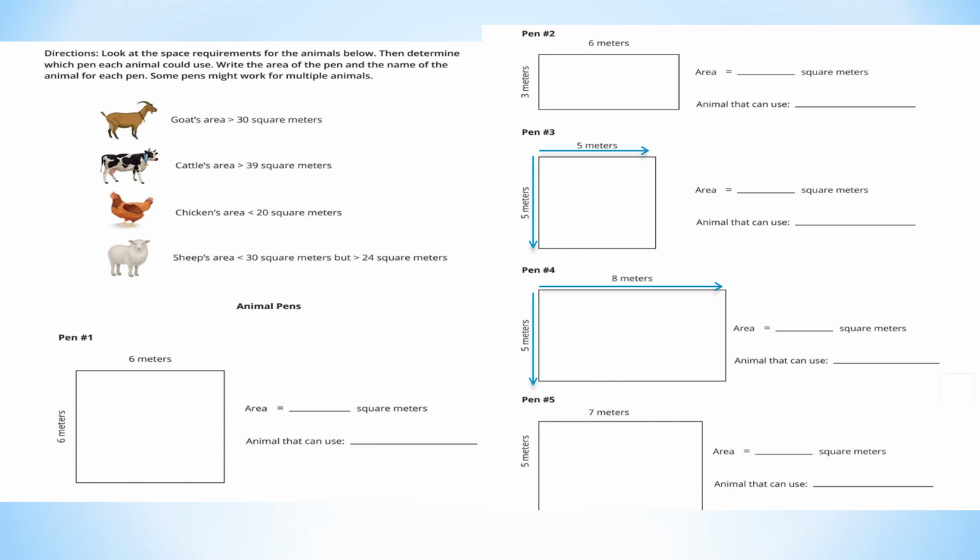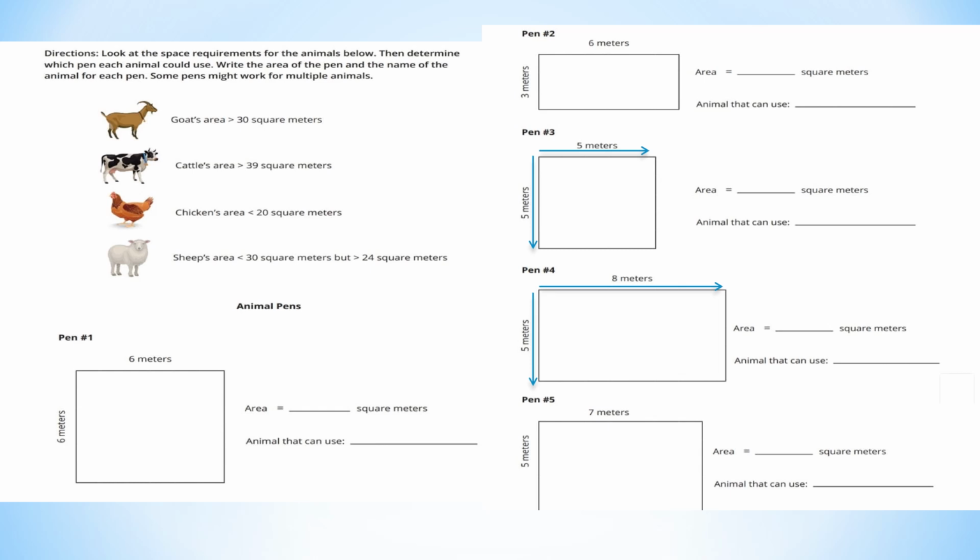This goat, number 1, it wants a pen. Its area is greater than 30 square meters. And this cattle's area is greater than 39 square meters. Chicken's area is smaller than 20 square meters. And the last one, sheep's area is smaller than 30 square meters, but it's greater than 24. So it will be between 24 and 30.